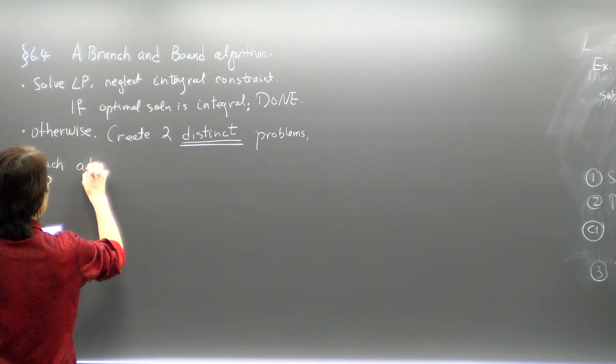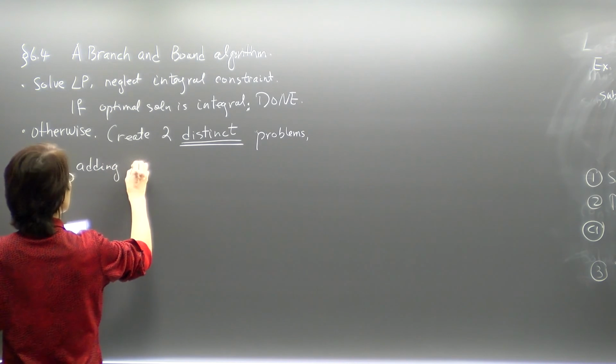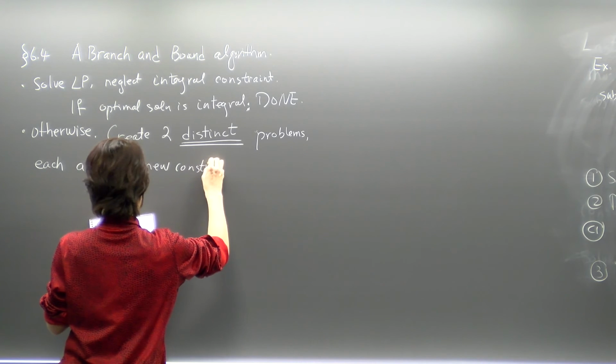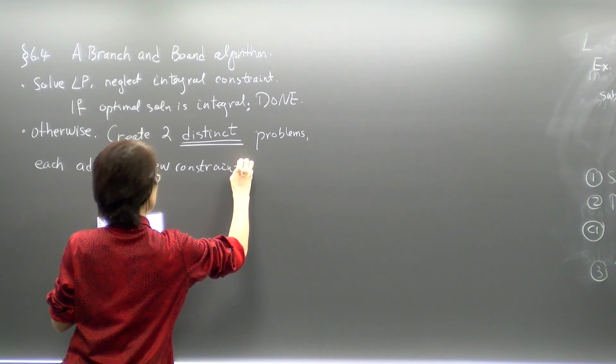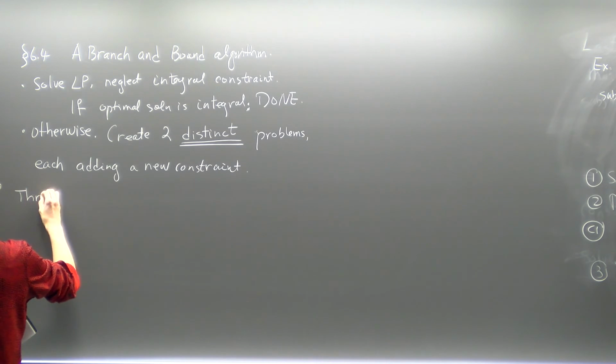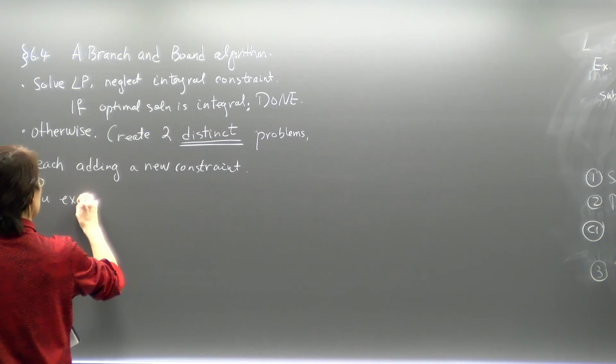For each one by adding a new constraint, okay, from the original problem. And then I solve them, and then there will be a lot of discussion. Depending on the answer that comes out, you have to analyze the situation and probably split further and further until you find the solution. Okay, so let's do it through an example.